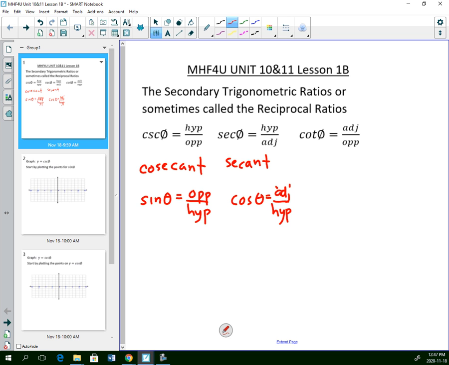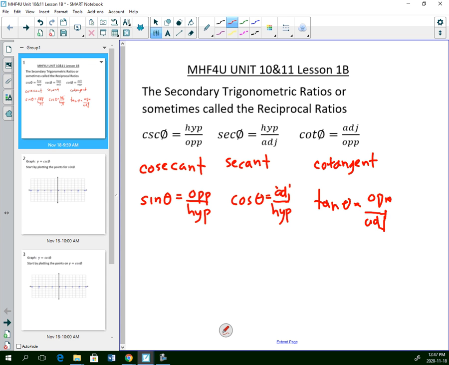And then COT is the abbreviation for cotangent, which is the reciprocal of tan. And so tan is opposite over adjacent. Doesn't like this side of the board. And so cotangent is adjacent over opposite.